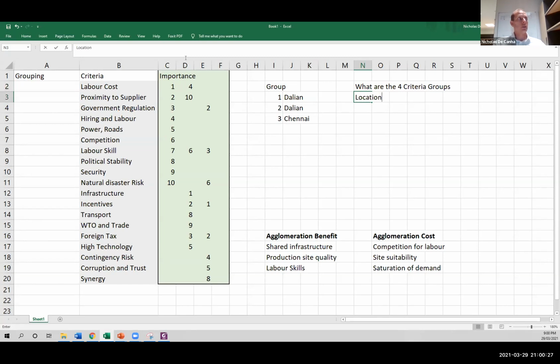You should think of it in terms of location. Many people, we've discussed, that's physical things like power and roads. So here we've got things like transport, infrastructure, natural disaster risk. This is a very physical sort of attribute.